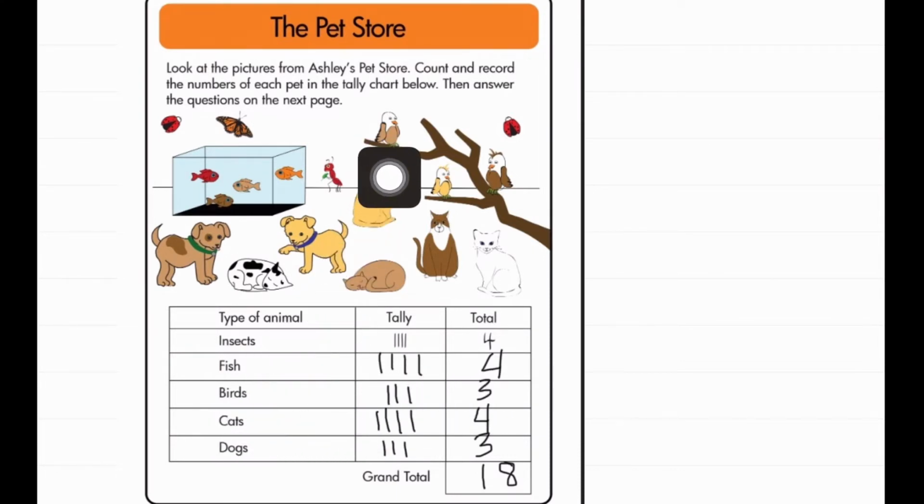Birds. Let me count. 1, 2, 3. There are 3. So, I put 3 tally marks and number 3. I'm right as well. I hope you're right as well. Cats. Let me count. 1, 2, 3, 4. Is this a cat? Yes. 1, 2, 3, 4. So yes, I put 4 tally marks for the cat and number 4. For the dogs, 1, 2, 3. So 3 and 3. The grand total is 4 plus 4, 8 plus 3 plus 4 plus 3 equals 18.